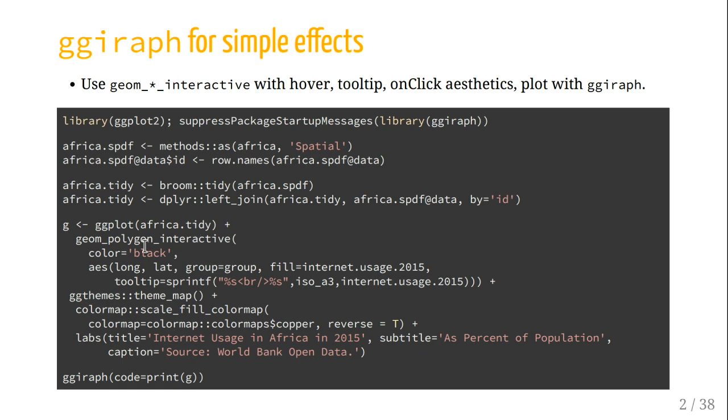The only thing that is different over here is that instead of geom_polygon that you normally use, you use geom_polygon_interactive. Similarly, you have geom_point_interactive, geom_line_interactive, stuff like that. And the final plot is plotted using a ggiraph call where you say code equal to print g.